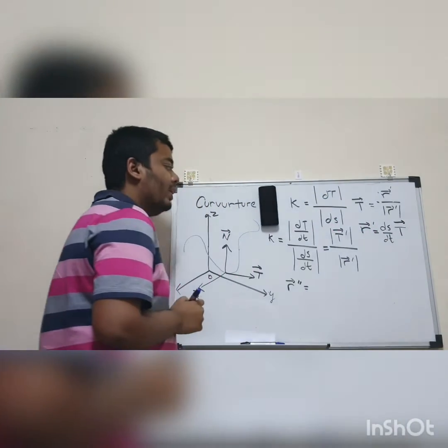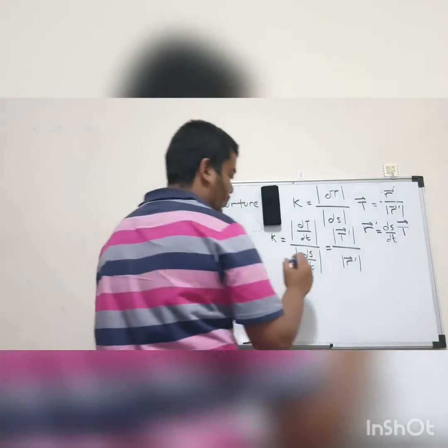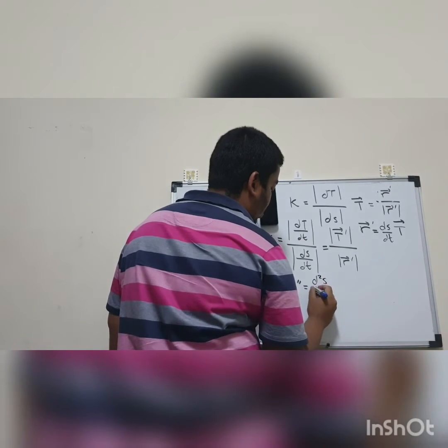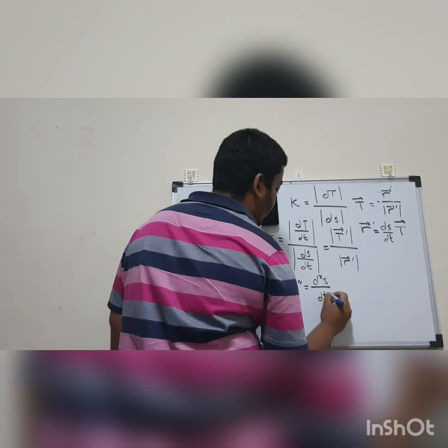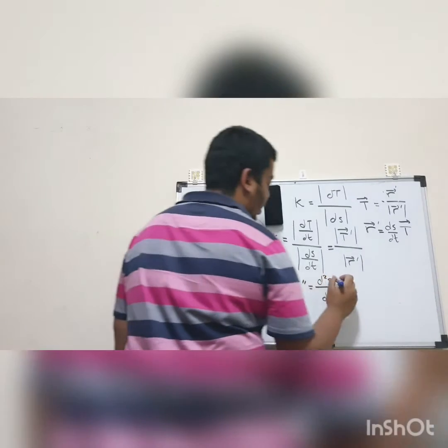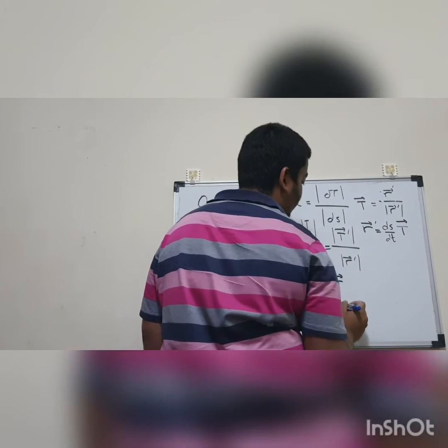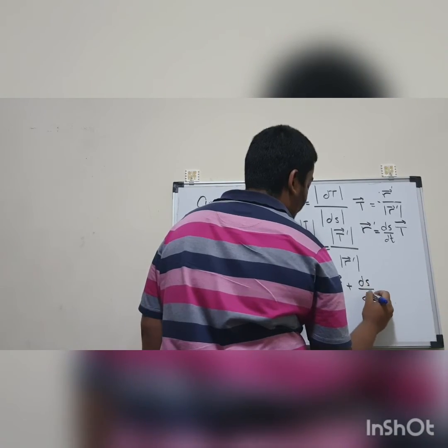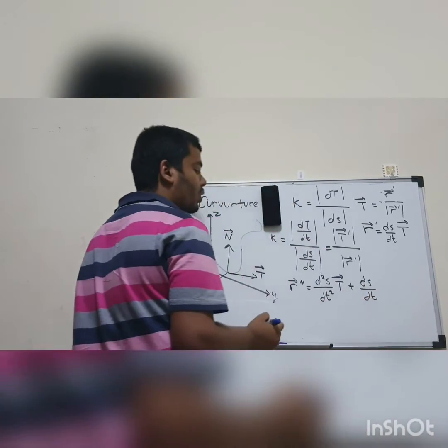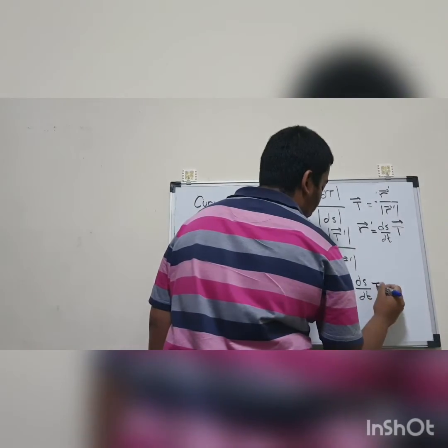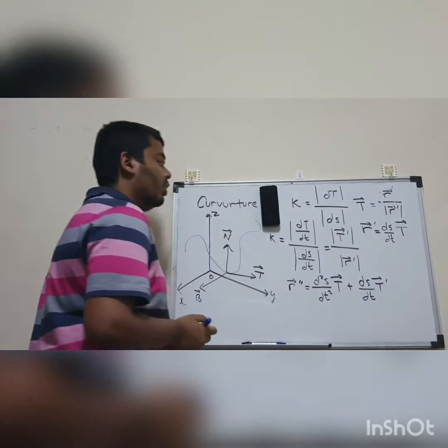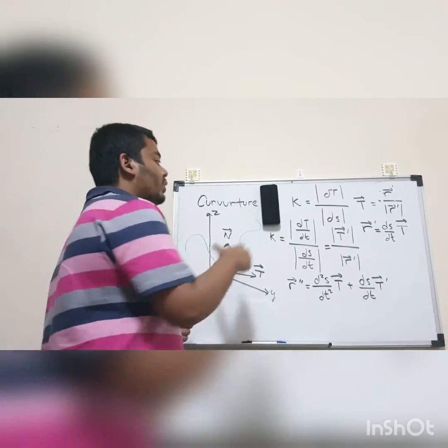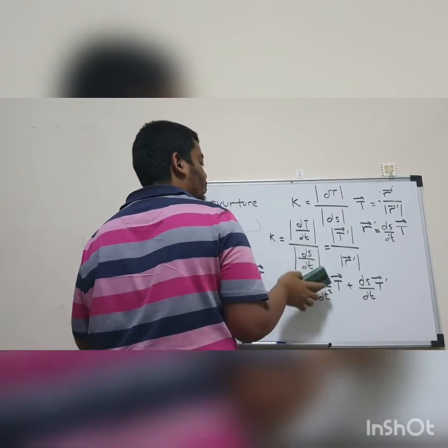Okay, when I take r double prime, I'll be left with d square s over dt square, and the tangent vector will remain as it is, plus ds over dt into the derivative of the tangent vector. Okay, perfect. Now I have r prime and I have r double prime. So okay guys, now let's cross multiply these two things.